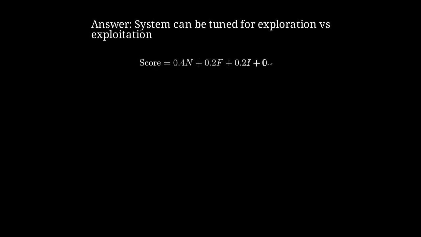Here's an exploration-focused scoring formula. Score equals 0.4 times novelty, plus 0.2 times feasibility, plus 0.2 times impact, plus 0.2 times cost. This weights breakthrough potential over practical constraints.